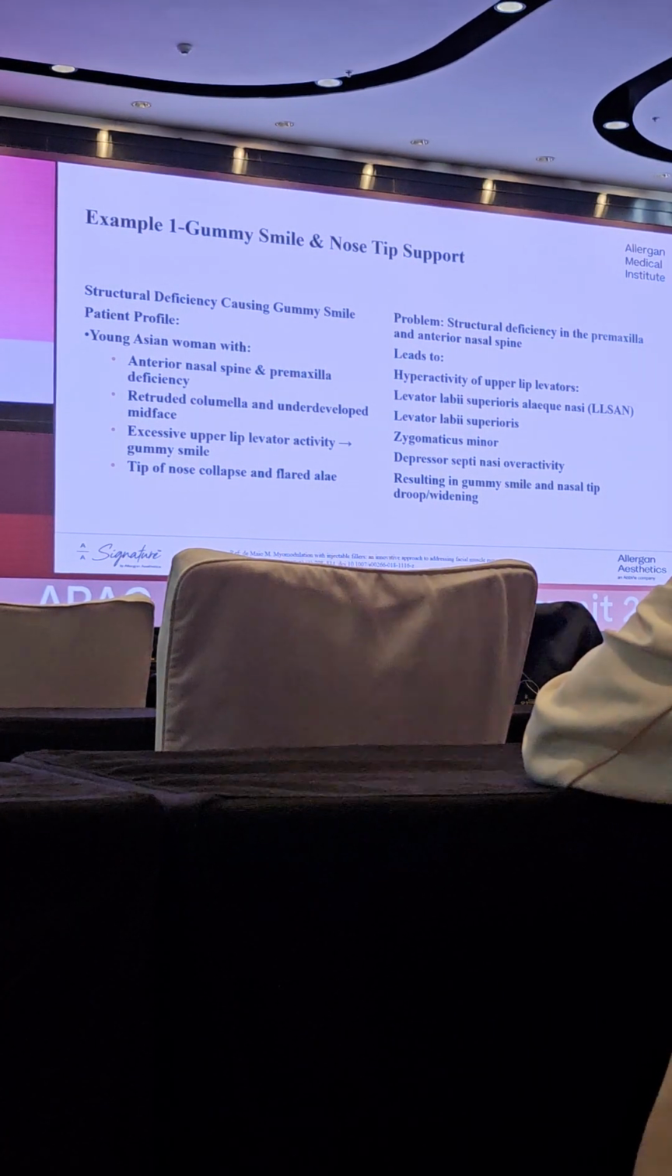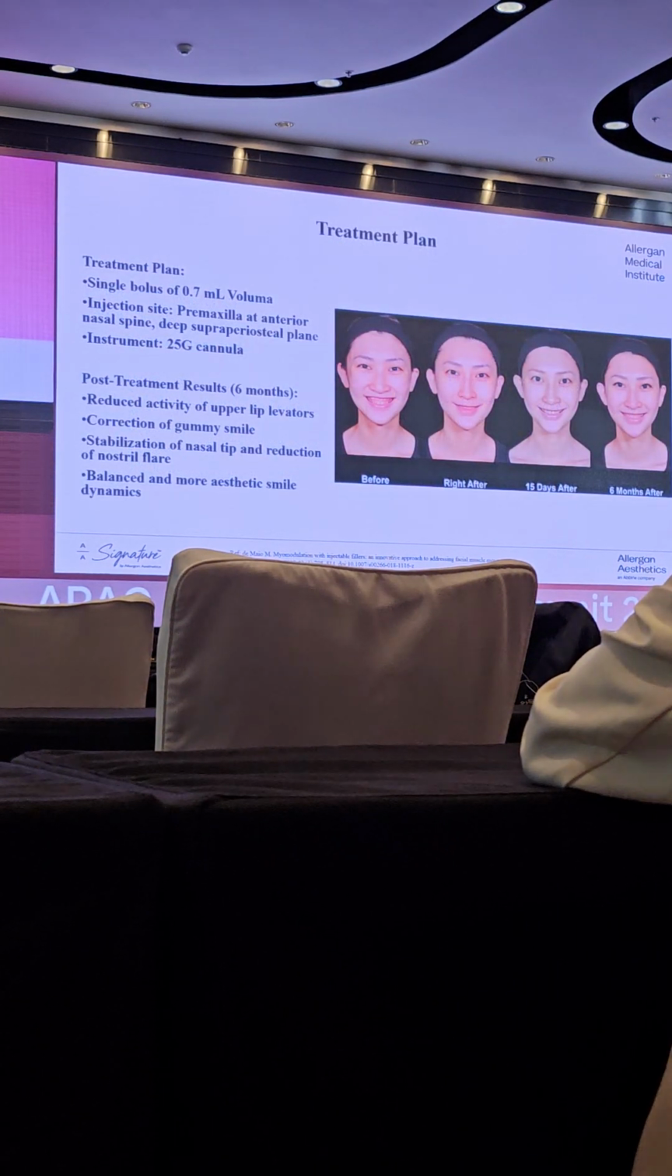First case which I am showing is a young Asian patient with anterior nasal spine and premaxillar deficiency, where the columella is retruded and underdeveloped midface, so that leads to a gummy smile. So all these muscles, hyperactivity of upper lip levator, LLSAN, LLS, zygomaticus minor, depressor septi, they are all involved. And just by doing a single injection of 0.7 ml of Voluma at depressor septi, only one muscle, has improved the smile.